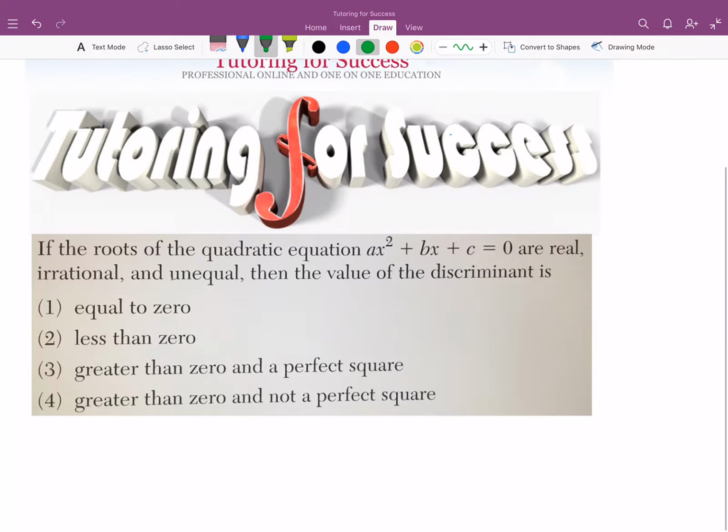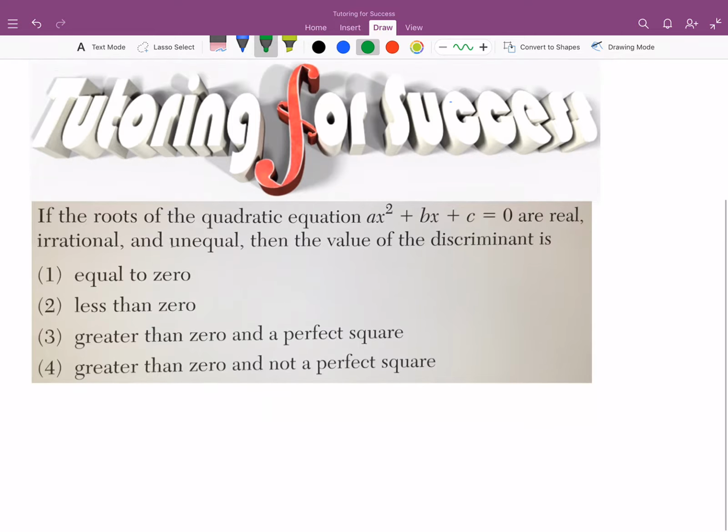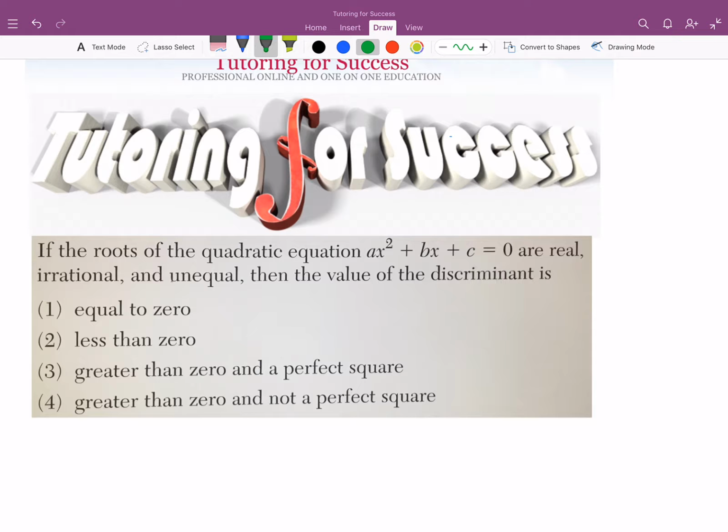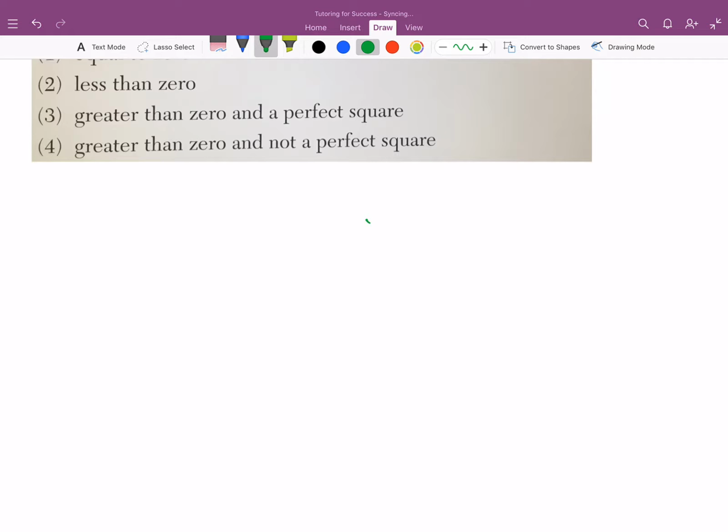We can solve this problem only when we know the idea behind the discriminant. If you don't know the idea behind the discriminant, it is going to be hard to answer this problem. So let's explore the discriminant.